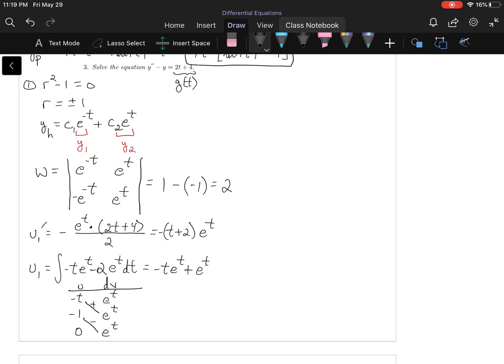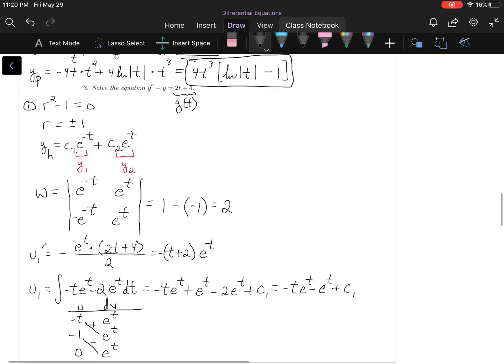We also are integrating the second term, which is minus 2e to the t plus c1. So a little bit of simplification can happen here because you've got 1e to the t minus 2e to the t's. So we've got minus te to the t minus 1e to the t plus c1. And if you wanted, you could factor an e to the t in the first term. It's not a necessary step at this point.